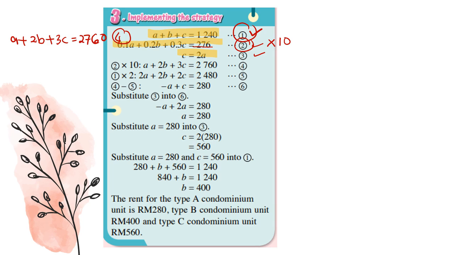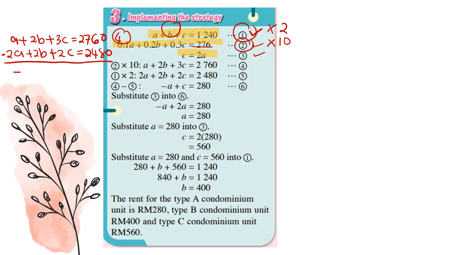Okay, you can eliminate A or you can eliminate C. But now I want to eliminate B. Here, the coefficient of B is 1. So if I want to eliminate B, I will have to convert equation number 1 by multiplying with 2. So it becomes 2A plus 2B plus 2C is equal to 2480. Okay, so I want to eliminate B, so subtract.